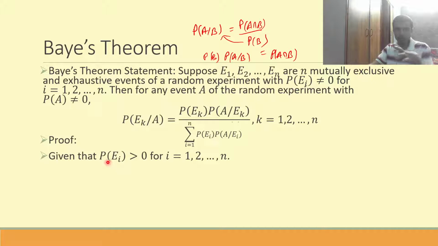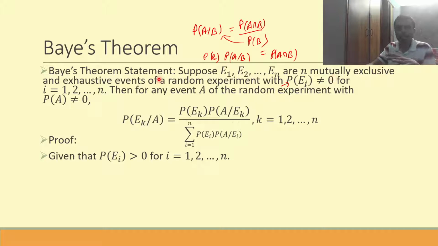Now it is given that P of Ei is greater than 0 for i equal to 1. Now the proof has started. See the order in which I am writing. They have told us that P of Ei is not equal to 0. That I already mentioned. That means probability is definitely going to be greater than 0. Probability of every event is greater than 0 for i equal to 1, 2 and so on up till n.